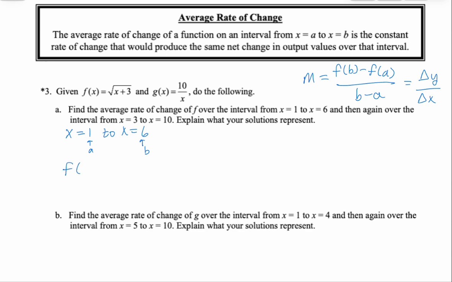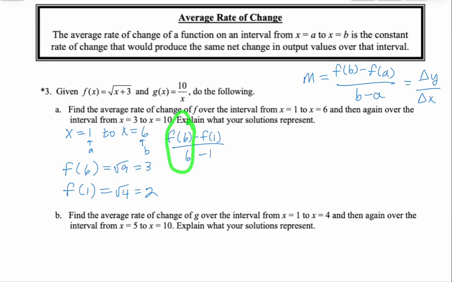So we need to find f of 6. We need to find f of 1. Now, we're using the f function, so we're using that square root of x plus 3. So this would be the square root of 9, or 3. This would be the square root of 4, or 2. So if we set it up, we're going to get f of 6 minus f of 1 over 6 minus 1. Do you see how these are your ending position? These are your starting position. It should always be that way.